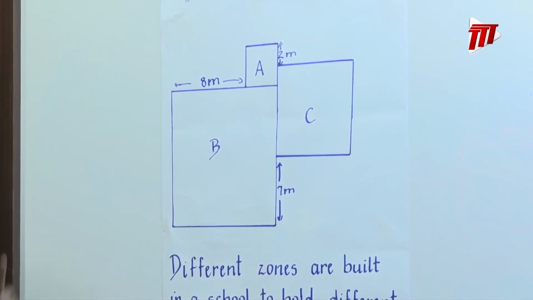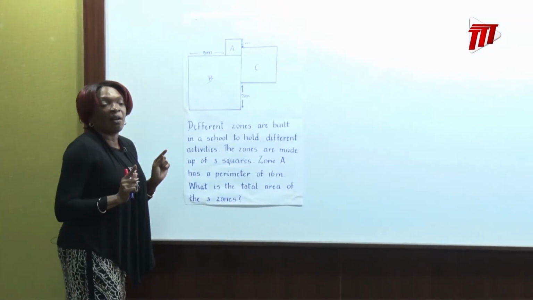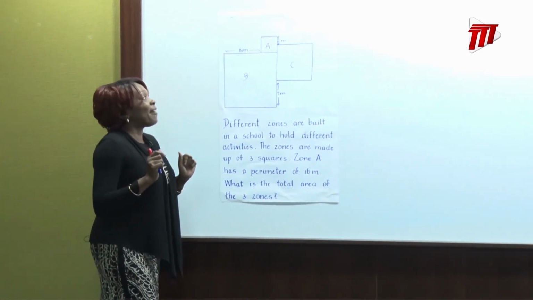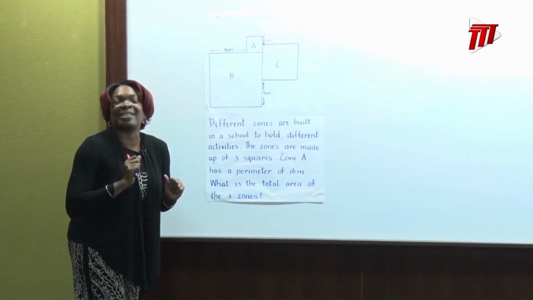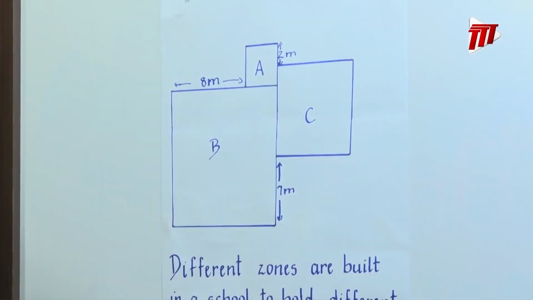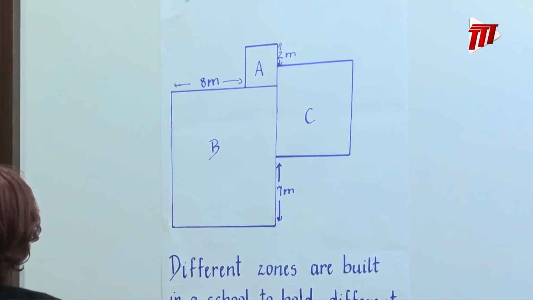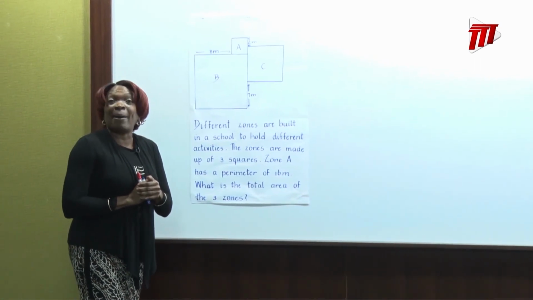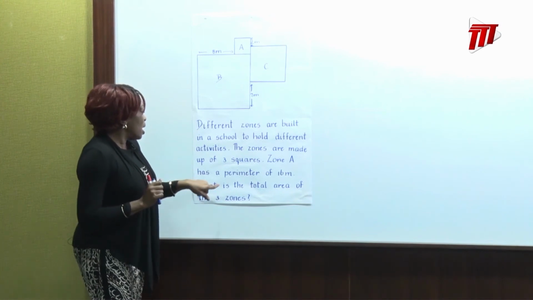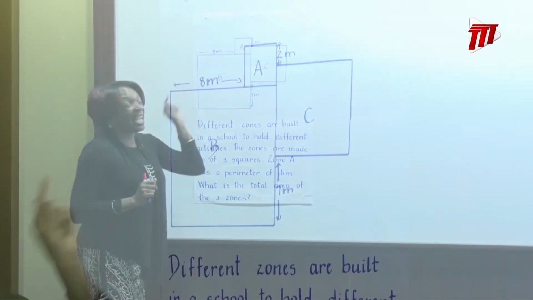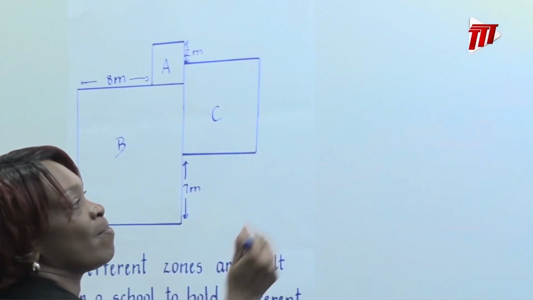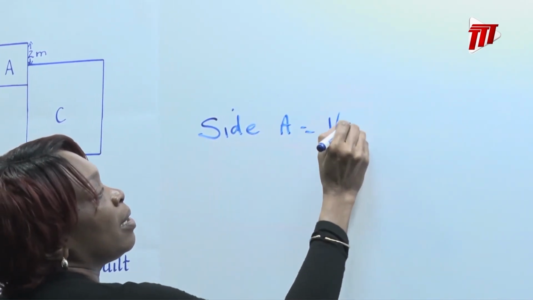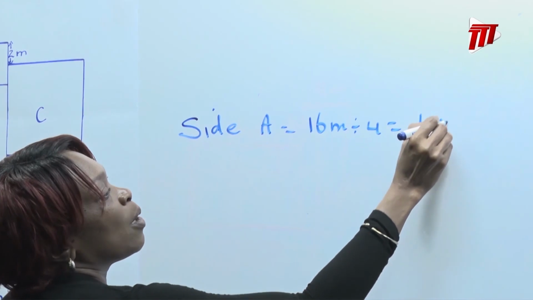Interesting. If zone A has a perimeter of 16 meters, can we work backwards to find out something? Yes, we can. We can find out the length of one side, because remember, it's a square. We can find the length of one side. Can anybody remember that rule to find the length of one side in a square? What do we say? Perimeter divided by 4. What is given? The perimeter is 16 meters. So the length of side A would be what? Side A would be 16 meters divided by 4, which will give us 4 meters.